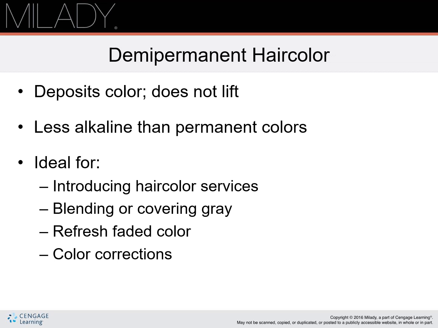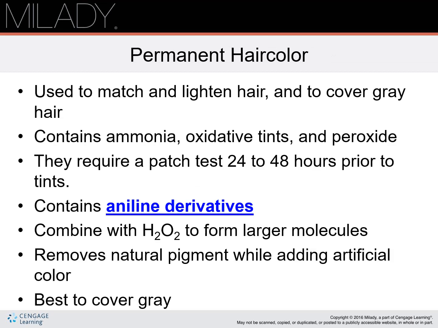I would say up to about 60% gray, you're going to be able to blend, not completely cover, but blend gray. Refresh your faded color. Color corrections and restoring natural color, these are great for that. Then you have permanent hair color.